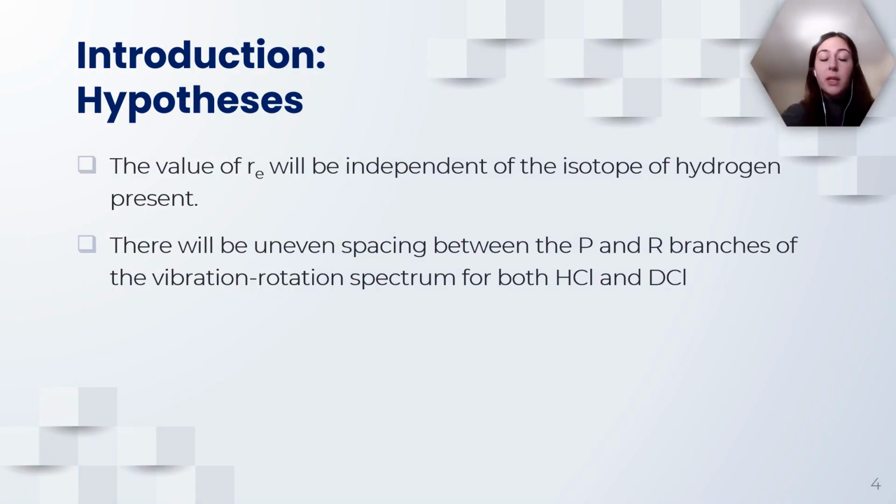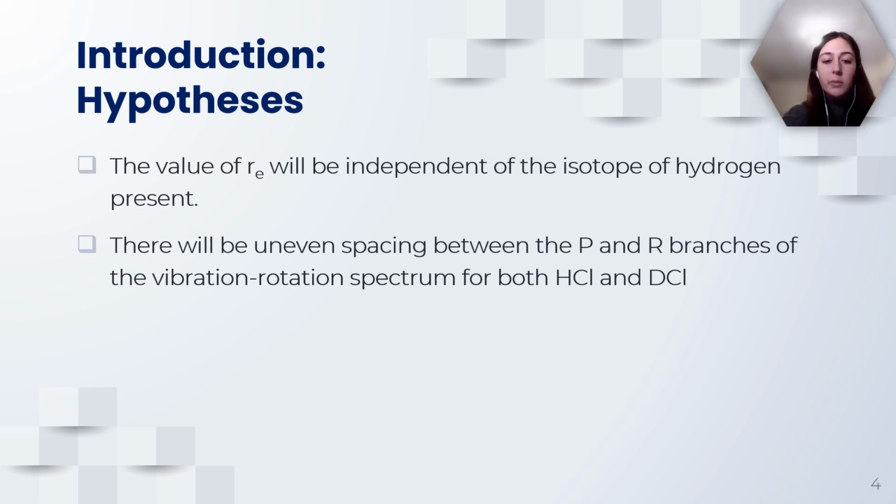Before the experiment was conducted, several hypotheses were formed, the first being that the value of R sub E, your equilibrium bond length, will be independent of the isotope of hydrogen present. This is because it should not be affected by the addition of a neutron in deuterium, as it does not affect the attraction or repulsion of the two atoms that are bonded together.